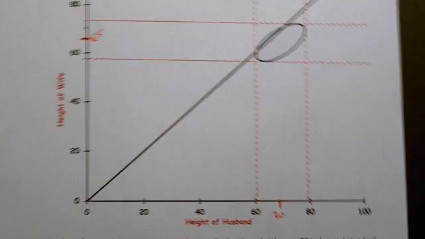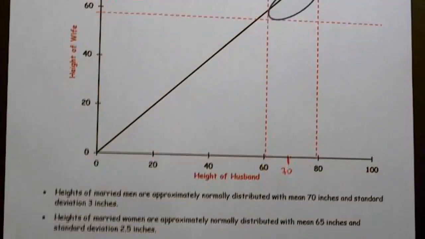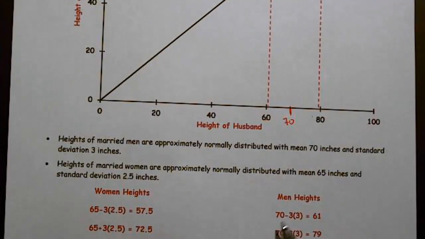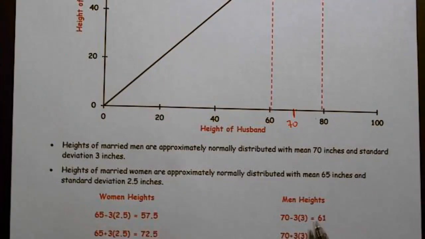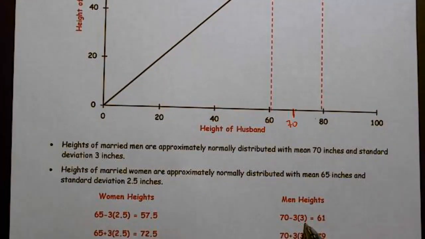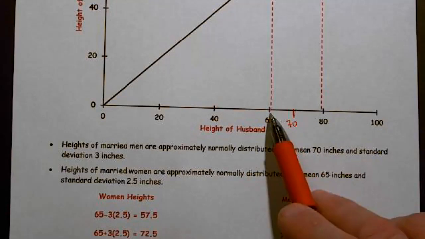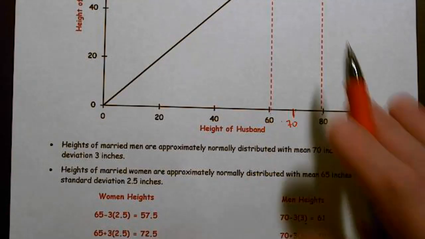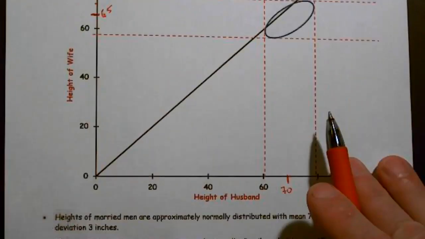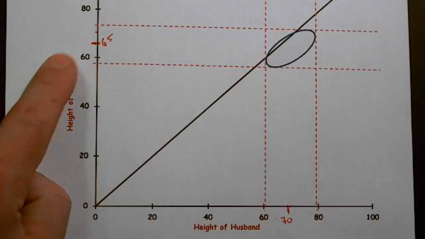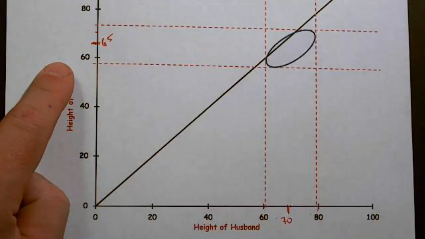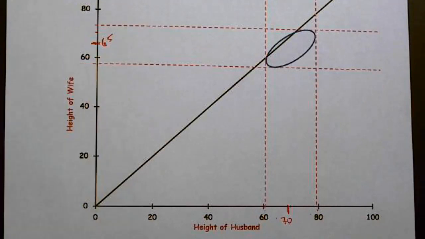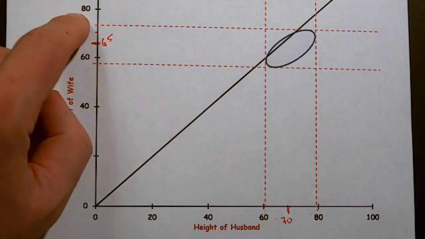Now, what do we know? We know this is a normal distribution, yes? They told us that. So I can go 3 standard deviations below and 3 standard deviations above. 3 standard deviations below 70, my mean height would be at 61. 3 standard deviations above would be at 79. For the women, we had a mean height of 65, standard deviation of 2.5. 3 standard deviations below would be 57.5. 3 standard deviations above would be 72.5.